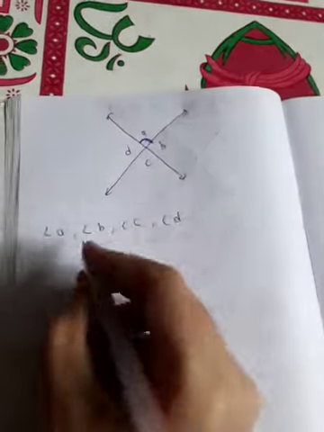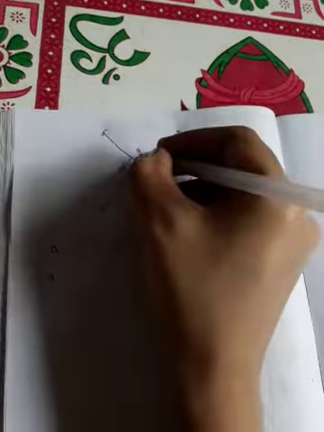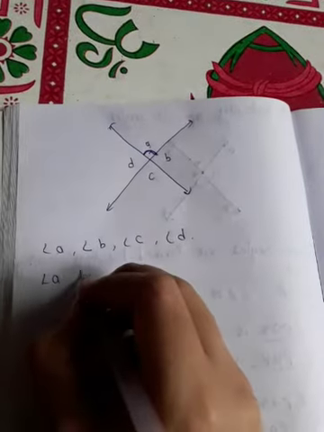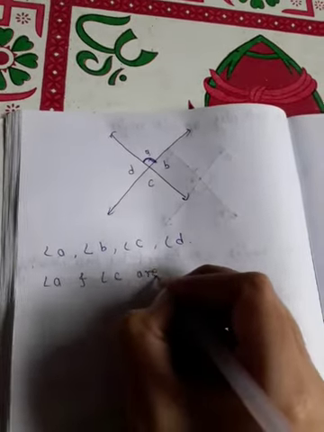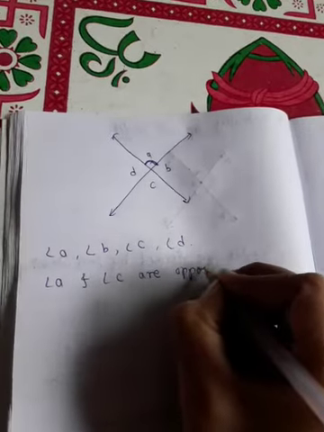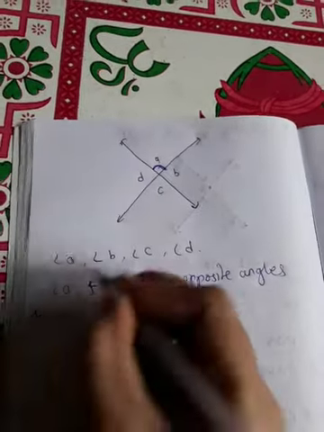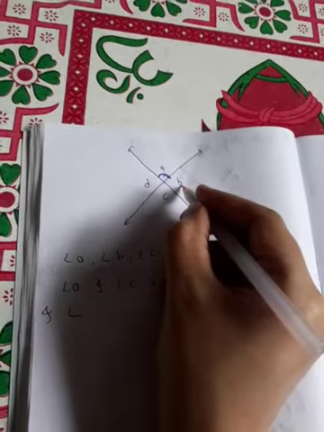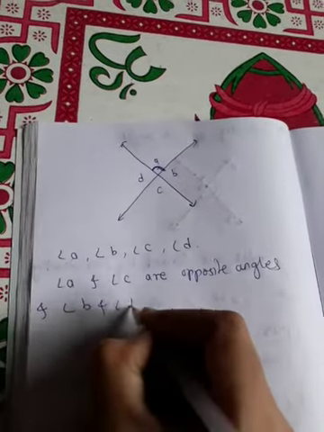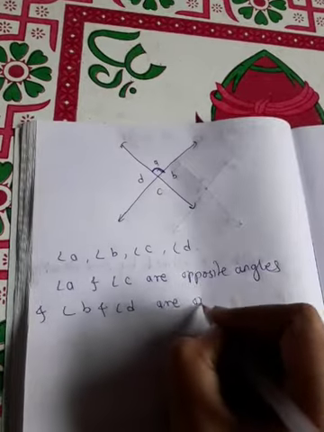And by previous discussion, we can write angle A is opposite to angle C. Angle A and angle C are opposite angles, and angle B and angle D are also opposite angles.